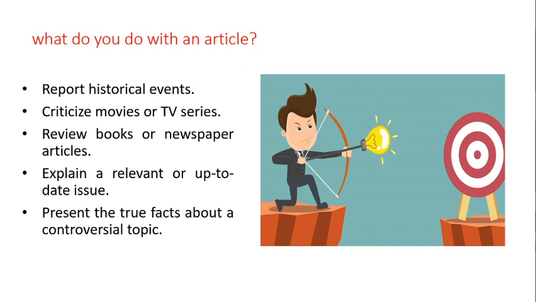So, what do you do with an article? Normally, we use an article for reporting historical events, to criticize movies or TV series, review books or newspaper articles, explain a relevant or up to date issue, and present true facts about controversial topics. Those are possible topics for an article.